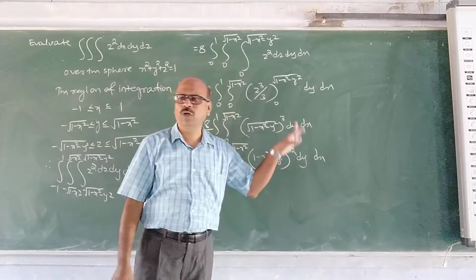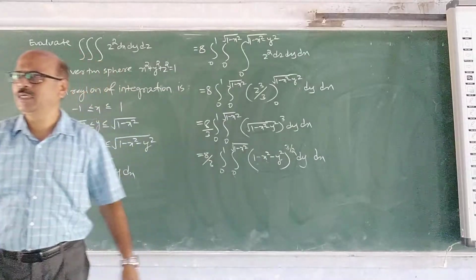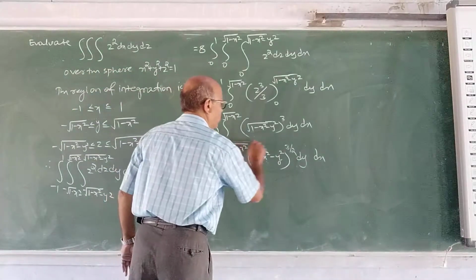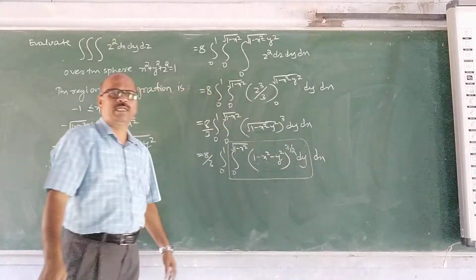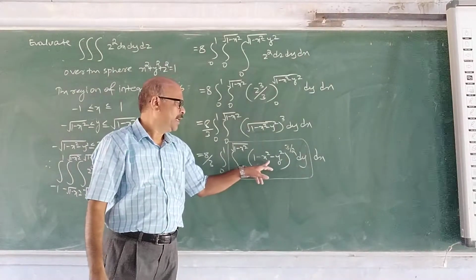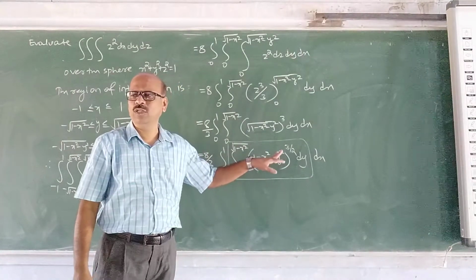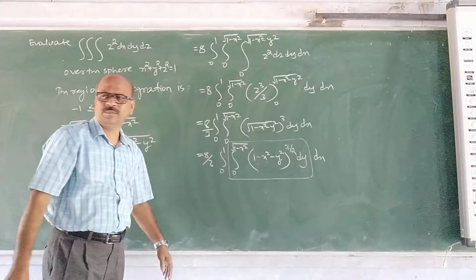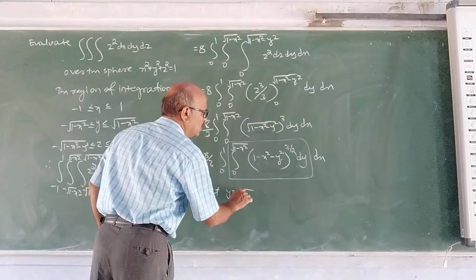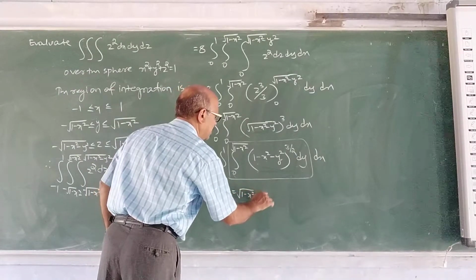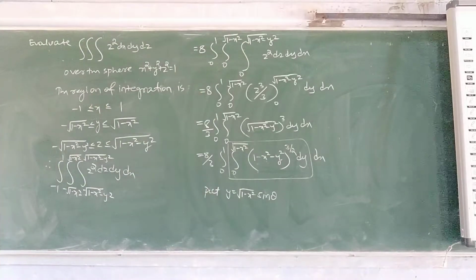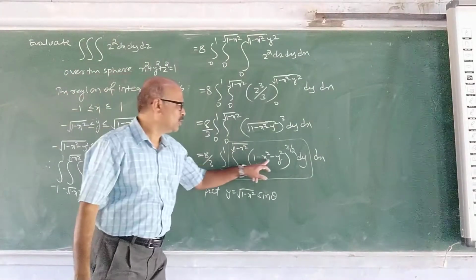Next topic is change of variables in double integrals, in multiple integrals. But now I take only this one, it is a repeated single integral, integration with respect to y, and use substitution here for y only. What is the substitution? Substitute y is equal to root 1 minus x square sin theta. This is the substitution, root 1 minus x square sin theta, because this also you have to treat as constant.